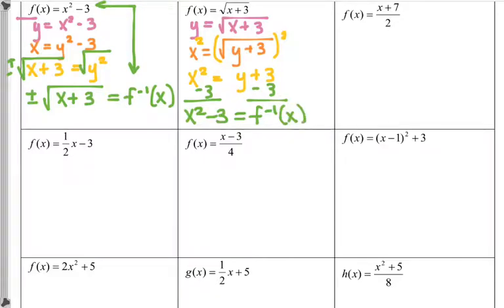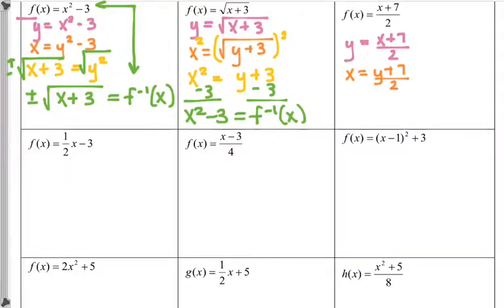Now what about this third one over here? In this one, same first step. We're going to switch out our f of x for a y, and then we're going to switch our x and our y. Now by now y'all have probably picked up on the fact that I could probably do those two steps as one, and that's fine if you do that.